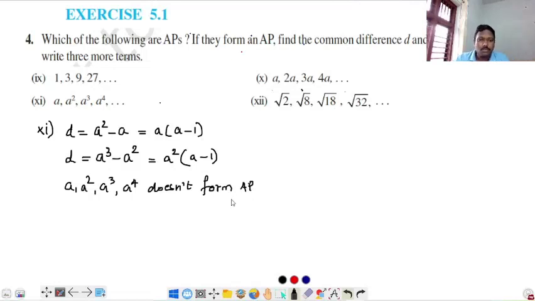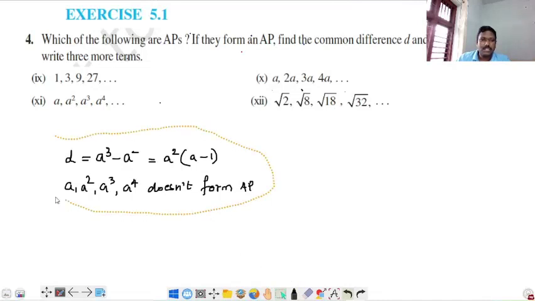Okay, now let us move to question number 12. In question number 12, we have root 2, root 8, root 18, root 32. We have to change these into the form of root 2. So how can we change that into the form of root 2? Let us change it.